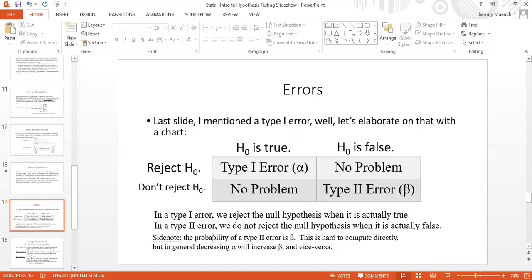So in general, we want our probability of a type 1 error to be low. This is the one we can control, and this is the one that we usually control to be lower than our probability of a type 2 error. In general, it's very hard to compute a type 2 error correctly, directly, but the rule of thumb is increasing the probability of a type 1 error decreases the probability of a type 2 error, and vice versa.